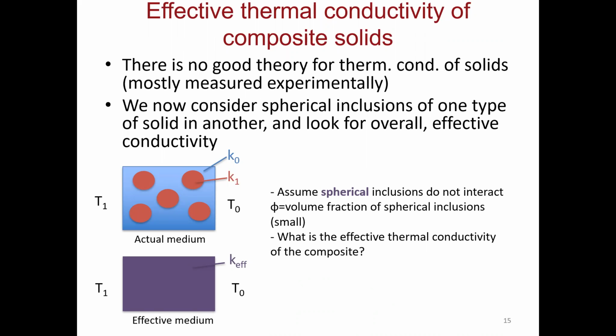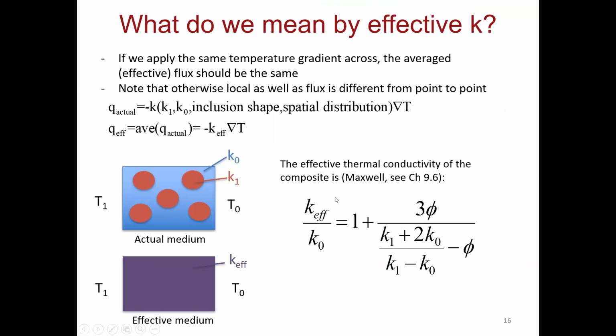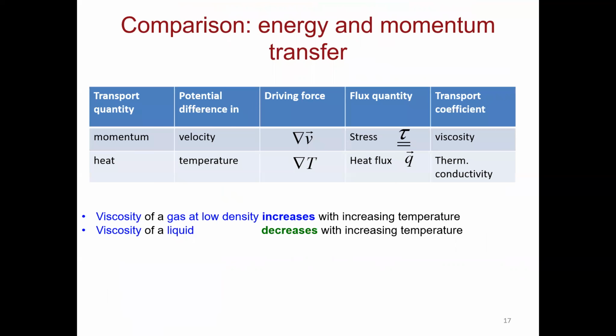So for some simple cases, and I had this case of simple spherical inclusions within a material. So if spherical inclusions have conductivity K1 and material is K0, and I have phi as a fraction of these spherical inclusions, and it's considered small, then I actually can find out a formula. This is Maxwell's formula for effective conductivity of this material expressed with K0, K1, and this fraction phi, okay? So that's just thermal conductivity.